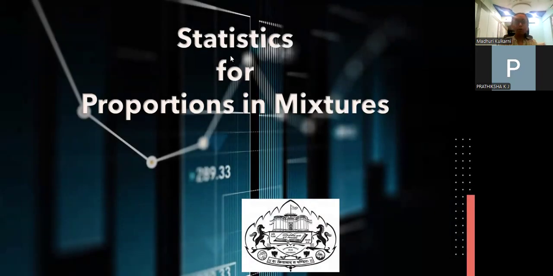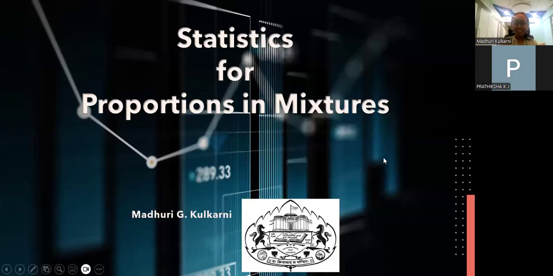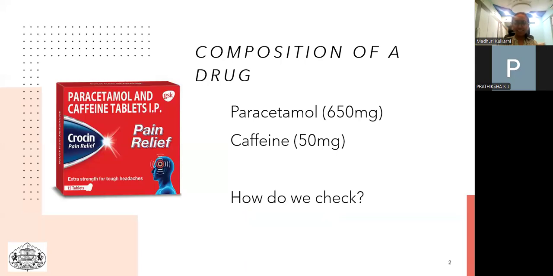So the question is now, how can we use regression models, or not even regression models, how can we use statistics to estimate proportions in mixtures? What do we mean by proportions in mixtures? You would ask, what is the mixture that I deal with in my day-to-day life? And the answer will surprise you. Is there anybody who has never taken a crocin or a paracetamol tablet in his entire life? Is there anybody? Yes, I can see raised hands.